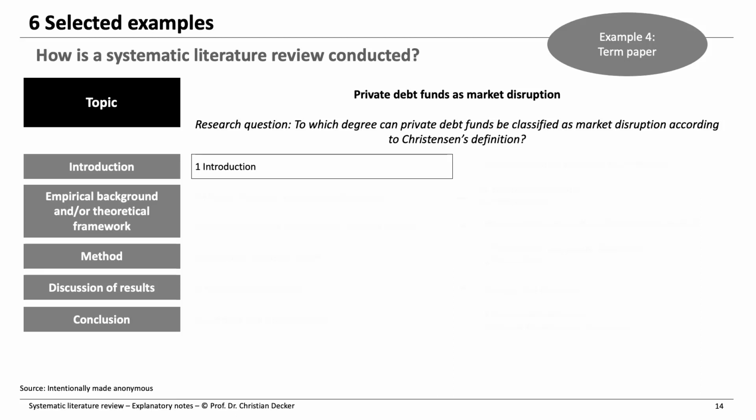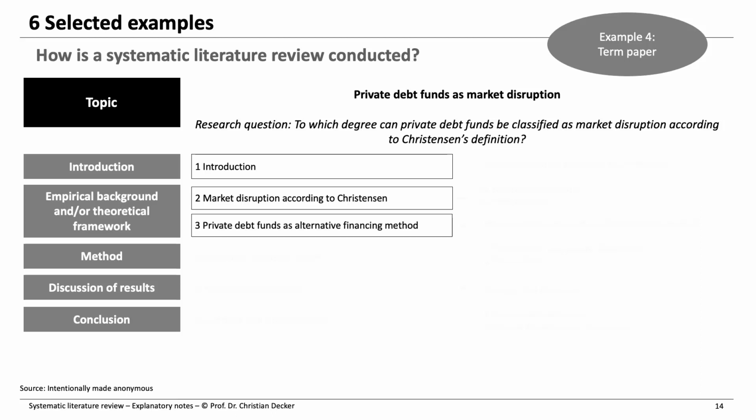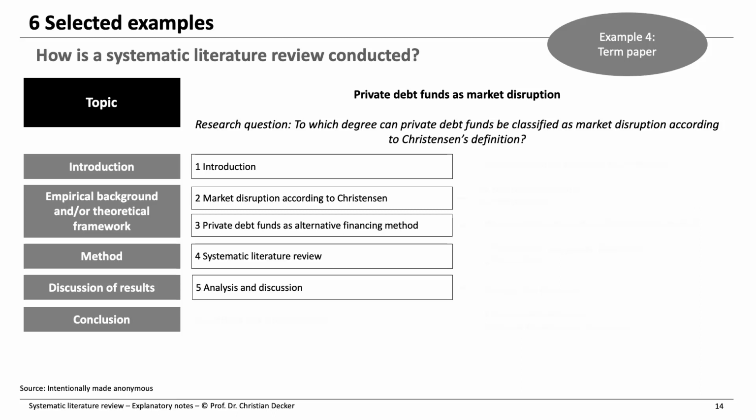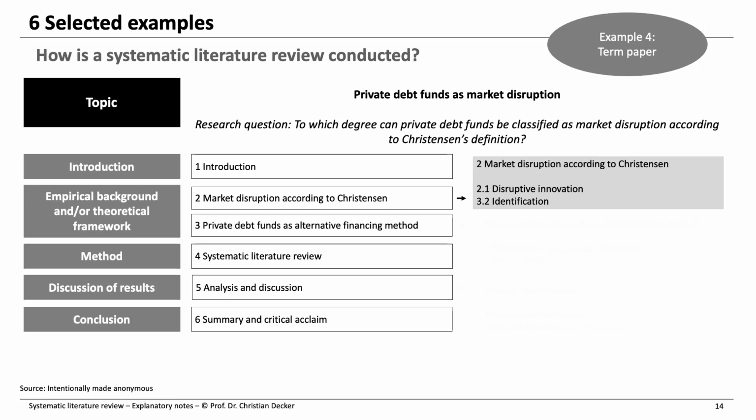Chapter 1, Introduction. Chapter 2, Market Disruption according to Christensen. Chapter 3, Private Debt Funds as Alternative Financing Method. Chapter 4, Systematic Literature Review. Chapter 5, Analysis and Discussion. Chapter 6, Summary and Critical Acclaim. The second chapter, Market Disruption according to Christensen, is further broken down as follows. Subchapter 2.1, Disruptive Innovation. Subchapter 2.2, Identification.